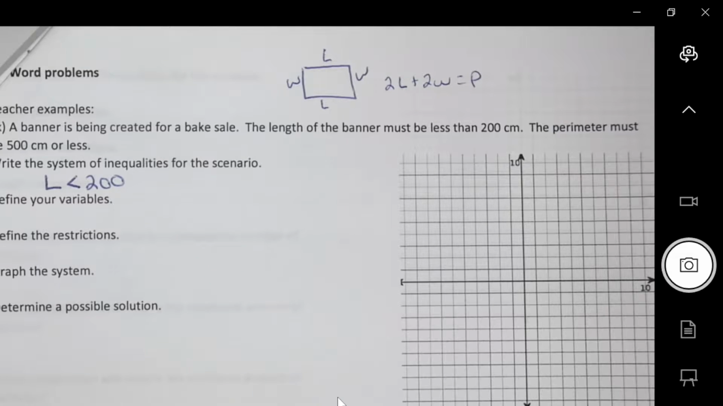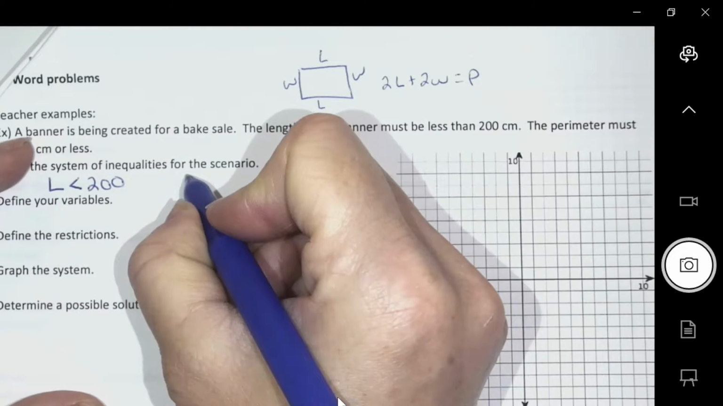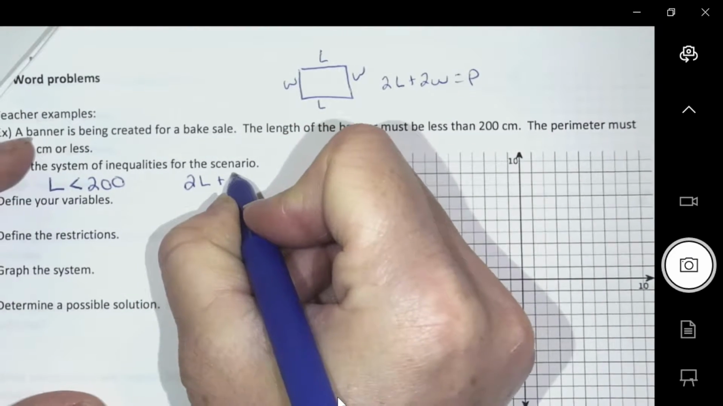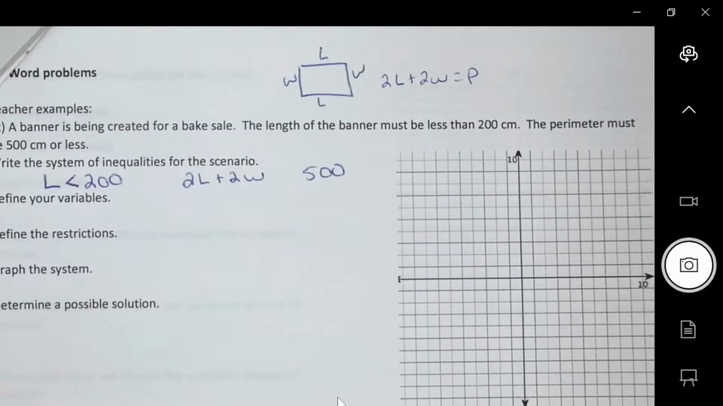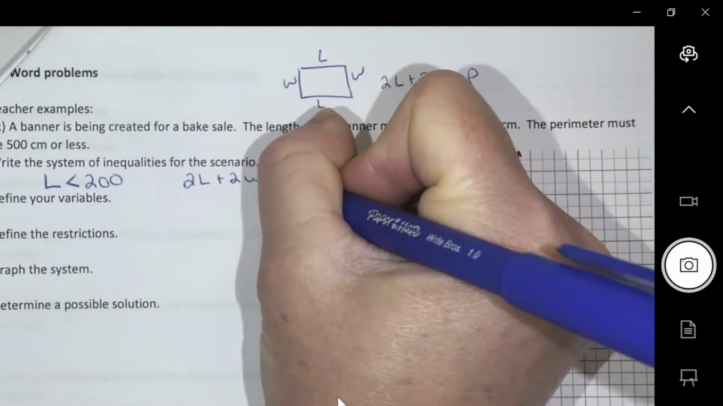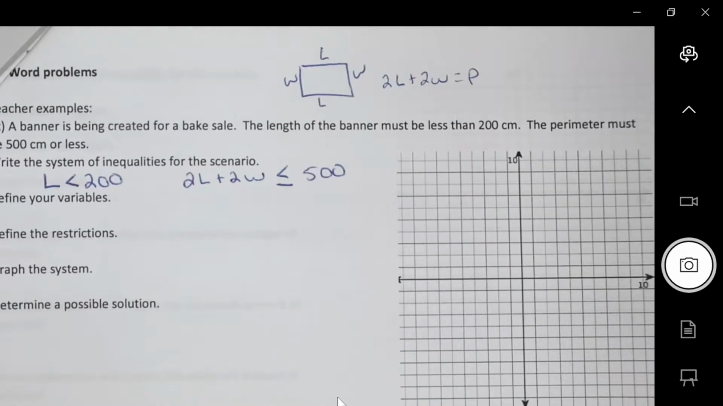Okay, so the perimeter must be 500 or less. So 2L's plus 2W's must be what compared to 500? What would I put in there? It says 500 or less. Does that make sense for a symbol? I could be equal to 500 or less.